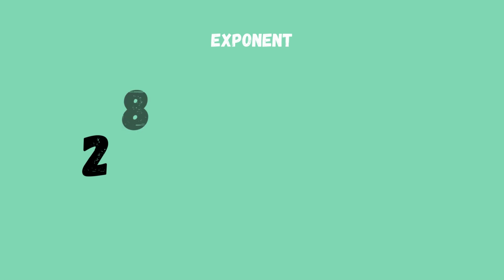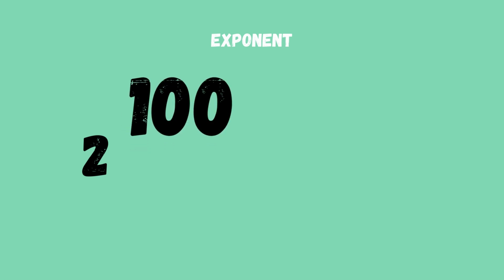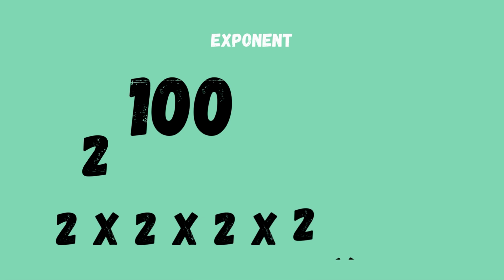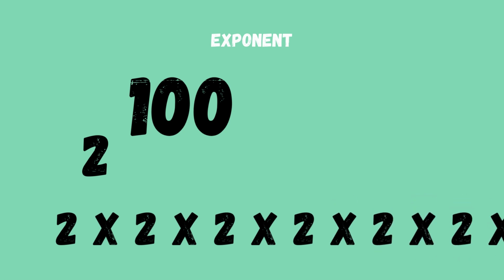It's not just small numbers that can power it. We can power 4, 8, even 100. But that would mean 2 times 2 times 2 times 2 times 2 times 2, all the way up to 100.